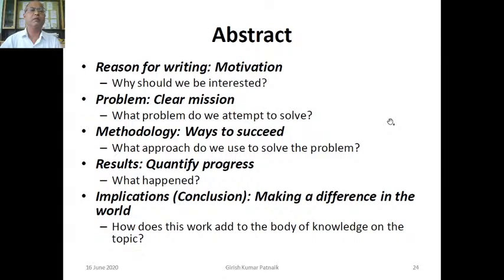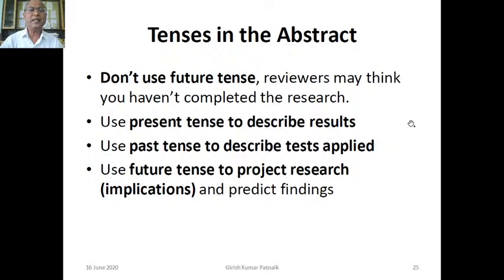But whenever we want to write these 5 points in the abstract, what should be the tenses? The tenses we have already seen on the earlier slide: simple present, simple past, simple future, present perfect, past perfect. Whenever you write an abstract, do not use any future tense. That is what I will insist, because we have already done the method and result, and the abstract we are writing at the very end, so we are 100% confident. So avoid using the future tense.